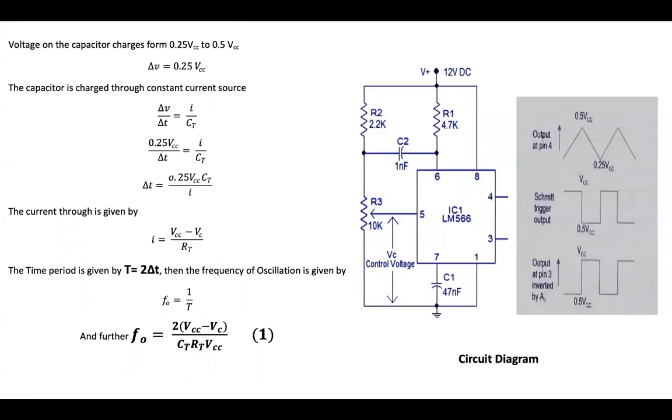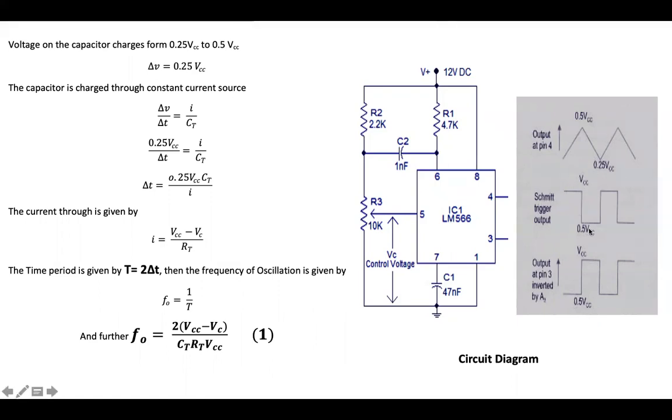So this capacitor is about 47 nanofarads, and this is also the IC LM566. And we have resistors R1, R2, capacitor C1, as I mentioned, 47 nano, and C2 is 1 nano. So just see the waveforms here towards your right hand side. At the output, you're going to get a triangular waveform at pin number 4. The high value is about 0.5 times VCC, half of VCC, and a quarter of VCC is going to be the lowest value. So that is 0.25 VCC.